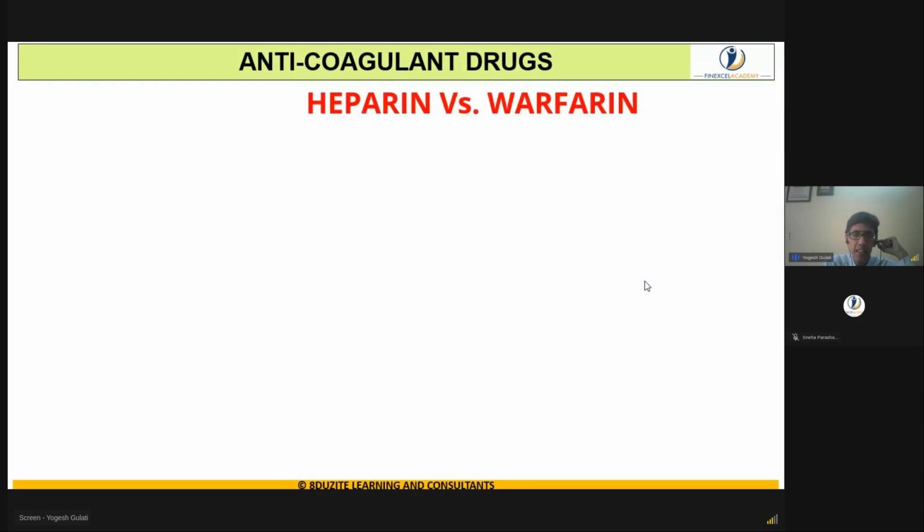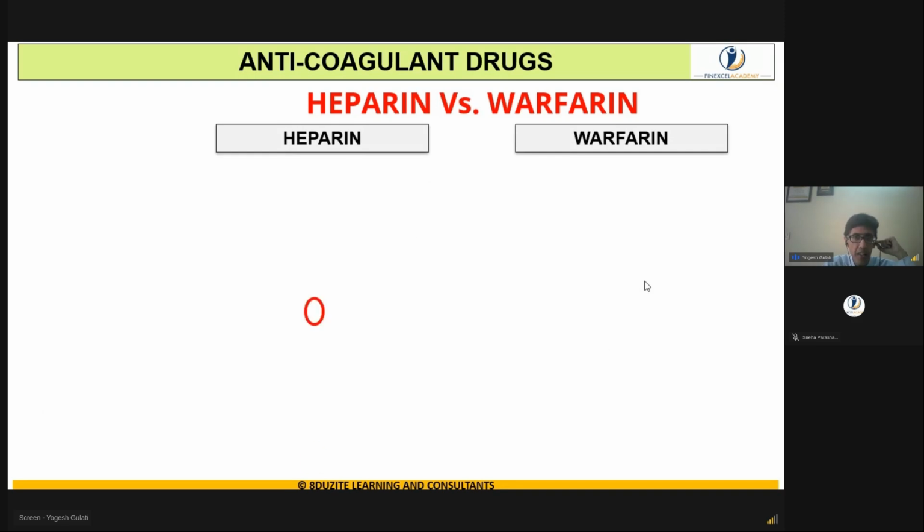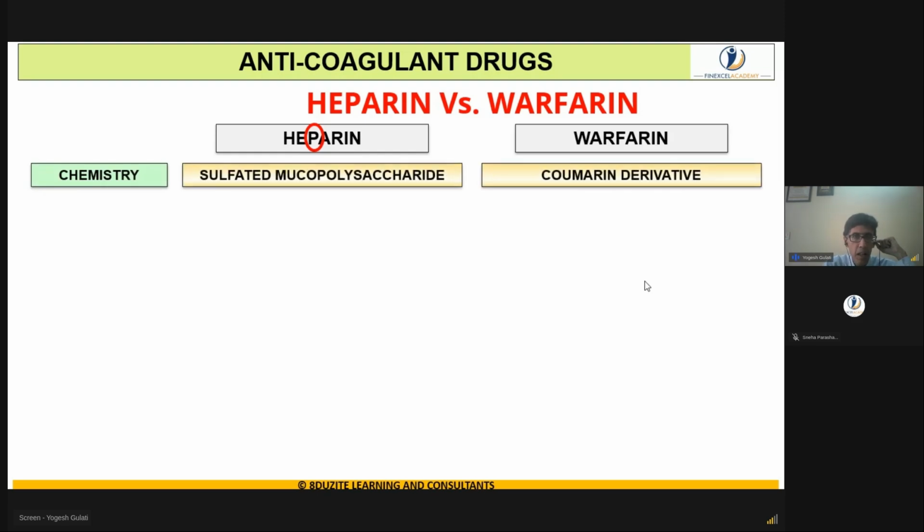Next is very important, like you always get a question on the difference between heparin and warfarin. Since we have gone through all of them, we will quickly cover this. Heparin and warfarin. Okay, this is a trick. Just look at this. Heparin has letter P. P for Punjab. Now look what happens. We'll look at the chemistry. Heparin is a sulfated mucopolysaccharide and warfarin is a coumarin derivative. So mucopolysaccharide, letter P. Heparin has P, polysaccharide also has P.